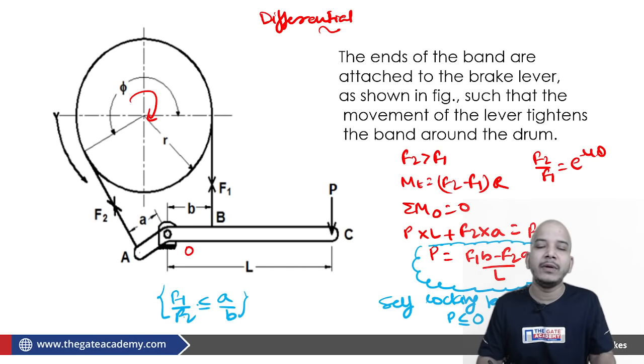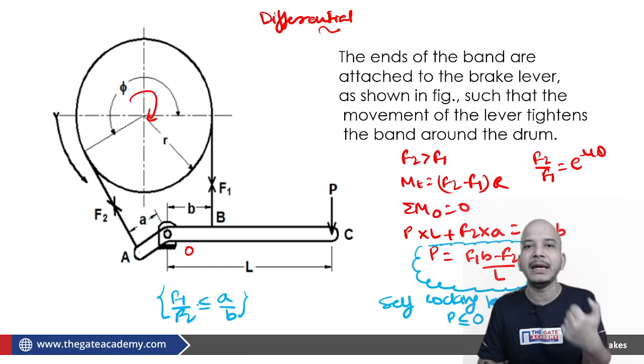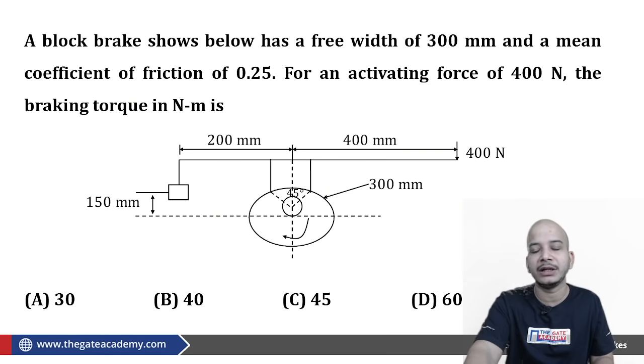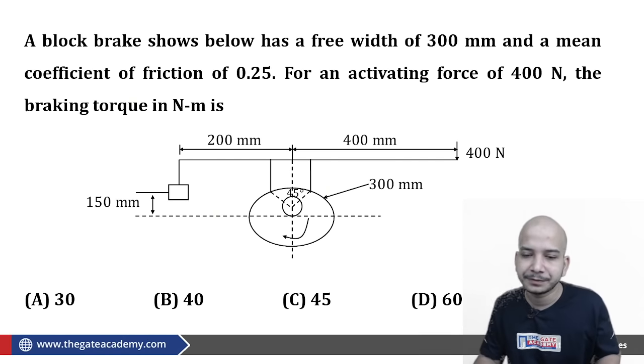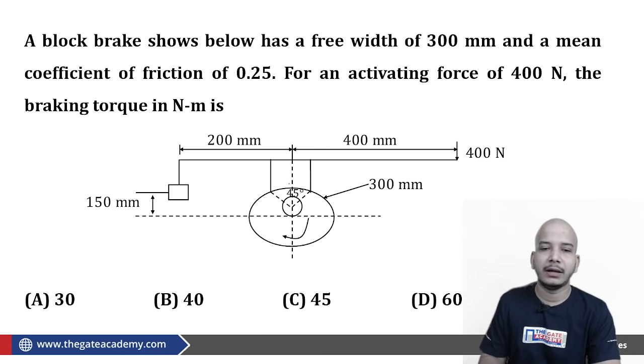Now F1 by F2, whether it will be equal to e to the power mu theta or 1 by e to the power mu theta, will depend upon which of the two is greater. So you don't have to memorize anything. You just have to understand that here there is a possibility of self-locking. In simple band brake, there was no possibility of getting the self-locking condition. Fine. Let's move further. Let's see another previous year question.